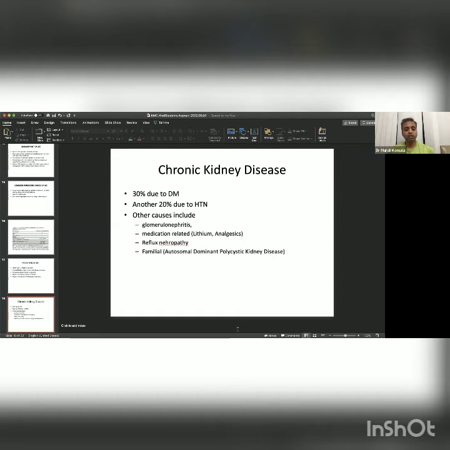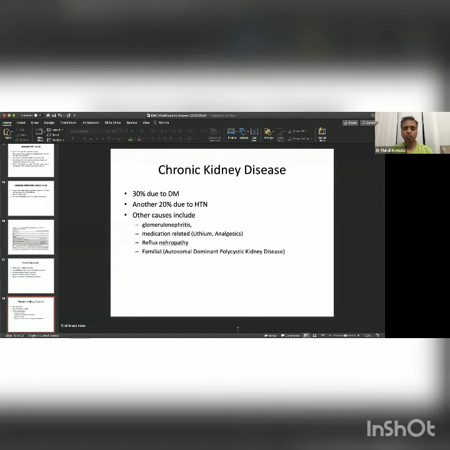Now, 30% of patients have chronic kidney disease purely due to diabetes. With diabetes, you can look at microvascular complications like eye disease, nerve damage, and kidney disease is very common. So 30% of patients with diabetes have kidney disease. If you look at patients with kidney disease, 30% is due to diabetes. Another 20% have kidney disease due to hypertension. So if you combine both, approximately 50% of patients have kidney disease because of diabetes and hypertension. So it is by far the most common cause of chronic kidney disease all over the world.